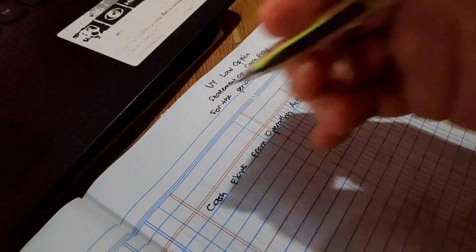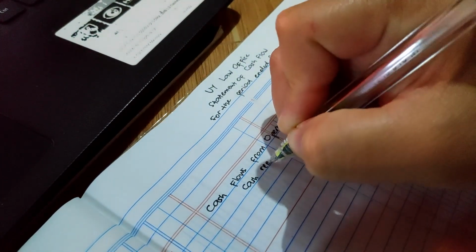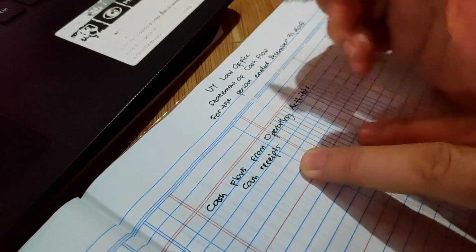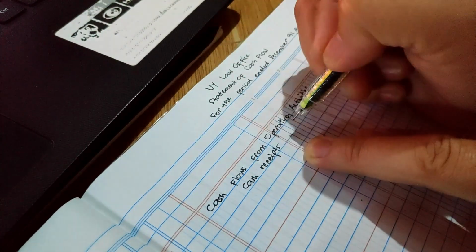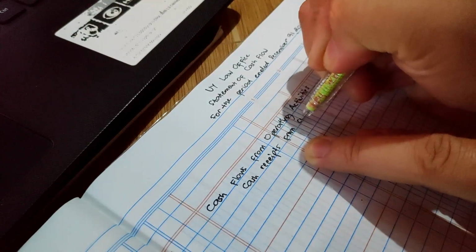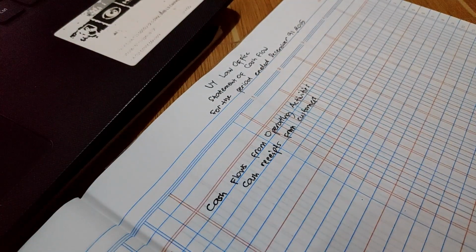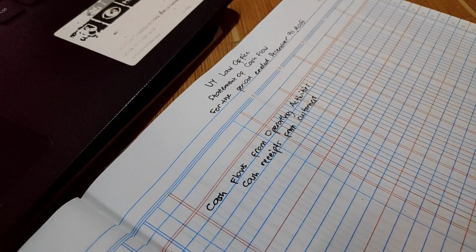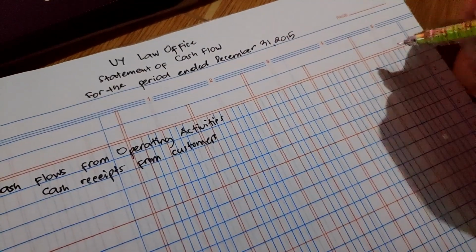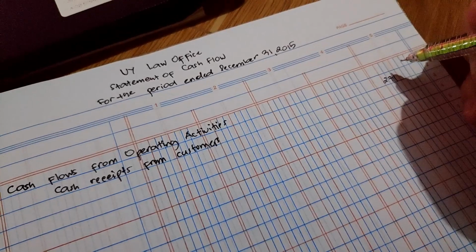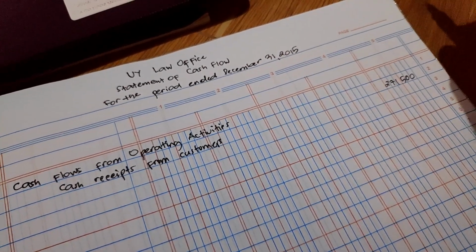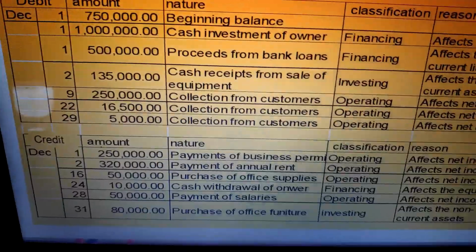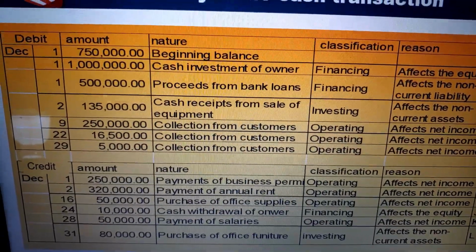So what you write there is cash receipts from customers. You add 250,000 plus 16,500 plus 5,000. So you will have an amount of 271,500. Next, you put your transaction analysis for the credits, which are payment of business permits, payment of annual rent, purchase of office supplies, and payment of salaries.